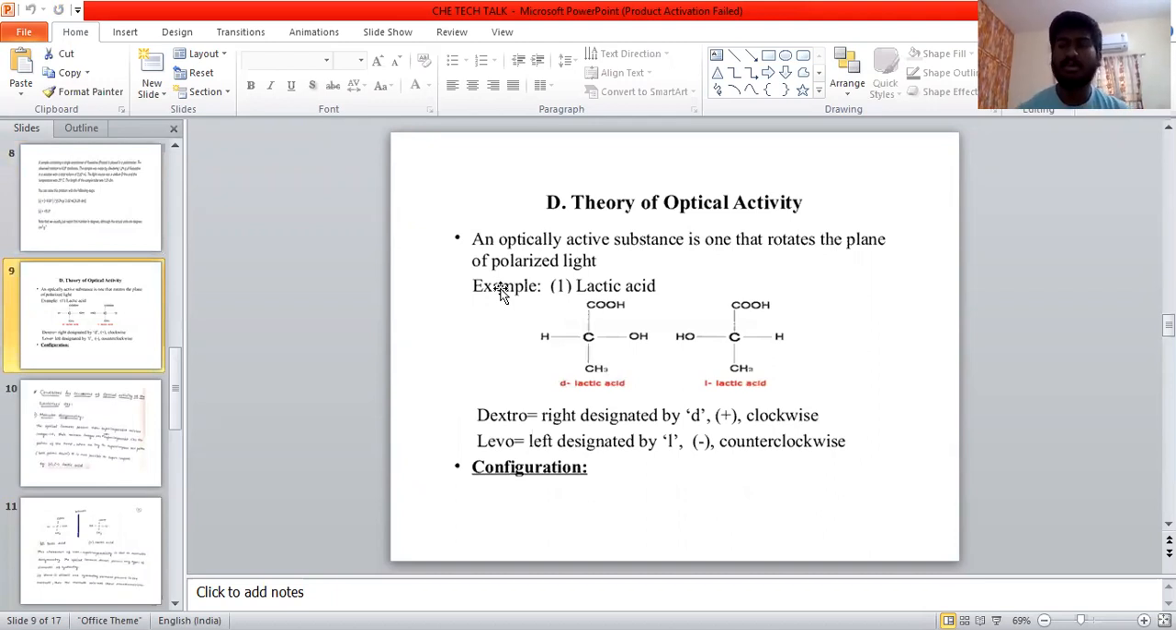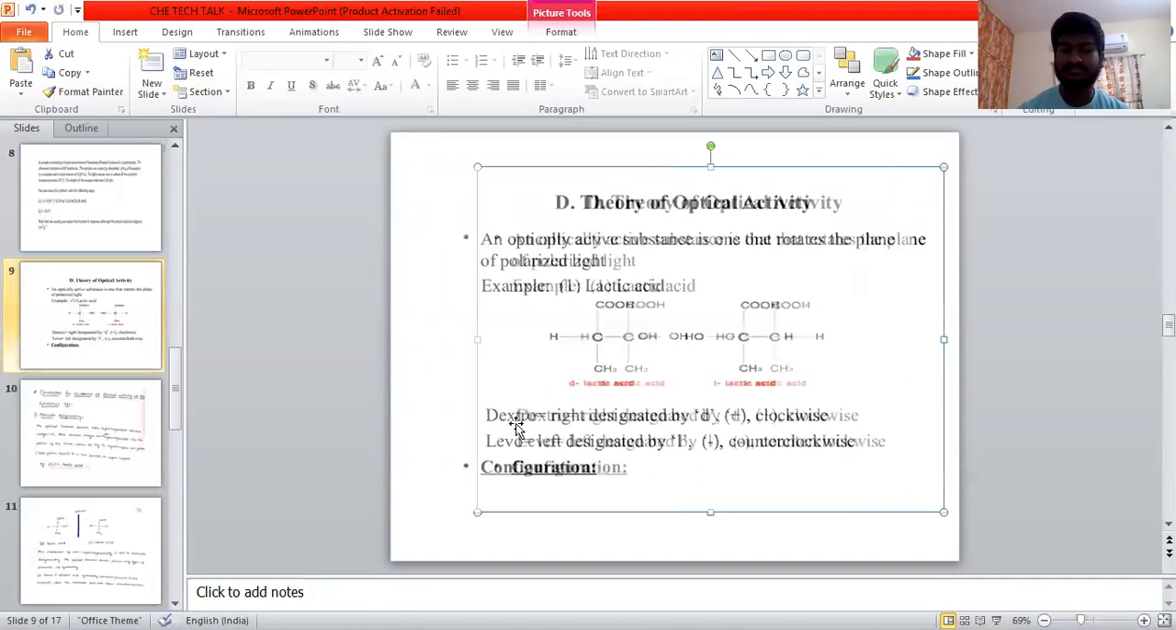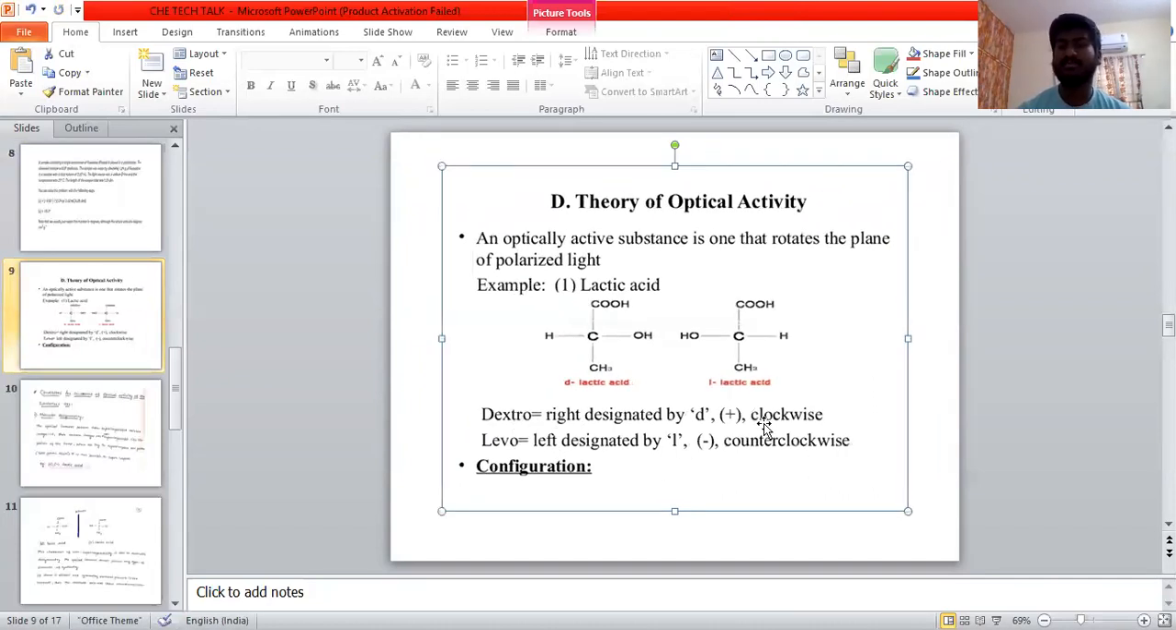Next is the theory of optical activity. An optically active substance is one that rotates plane polarized light. We have already said this is the definition. As an example, we will take lactic acid. This is dextro lactic acid, and this is levo lactic acid. So what do dextro and levo basically indicate? Dextro indicates that the rotation is in the clockwise direction. Levo indicates that it is in the counterclockwise or anti-clockwise direction.